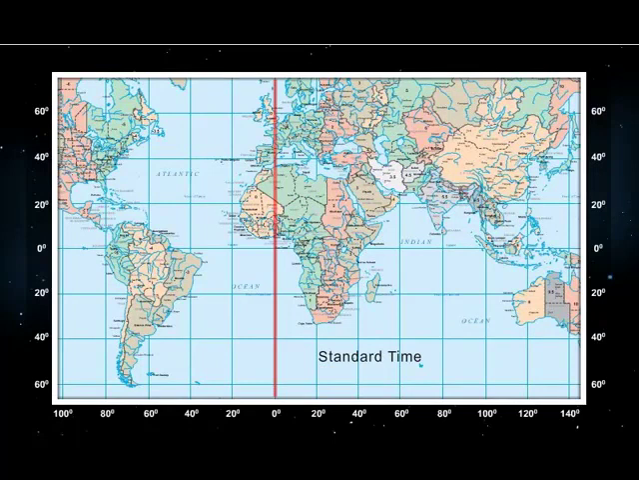When it is 12 noon at Greenwich, it is 2 p.m. at all the places 30 degrees east longitude. Simultaneously, it is 10 a.m. at all the places 30 degrees west longitude.